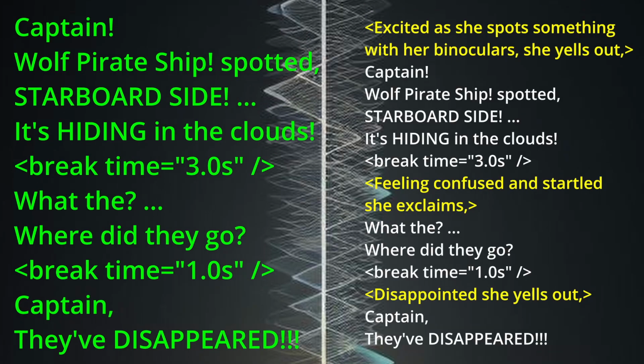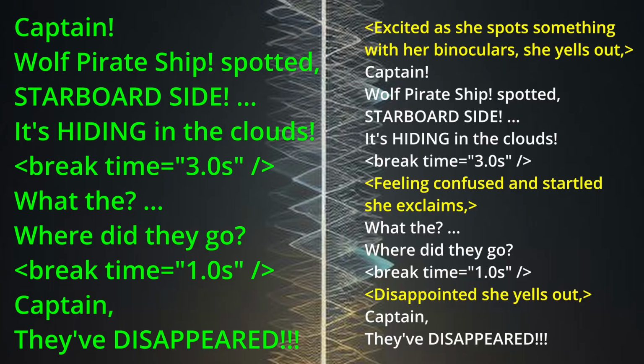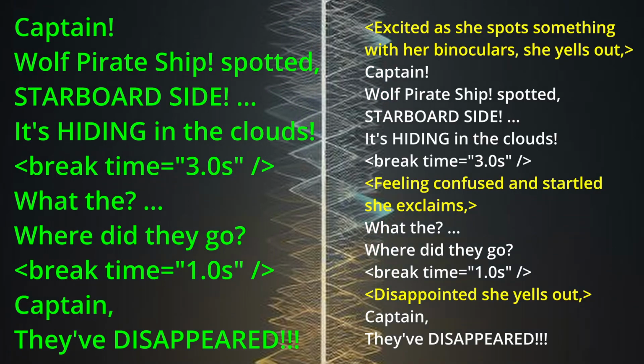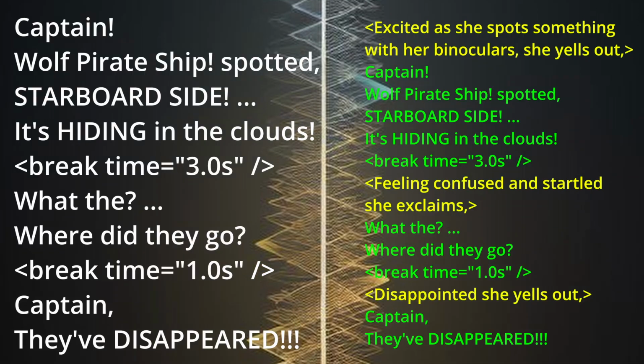Captain, wolf pirate ship, spotted starboard side. It's hiding in the clouds. What the? Where did they go? Captain, they've disappeared.